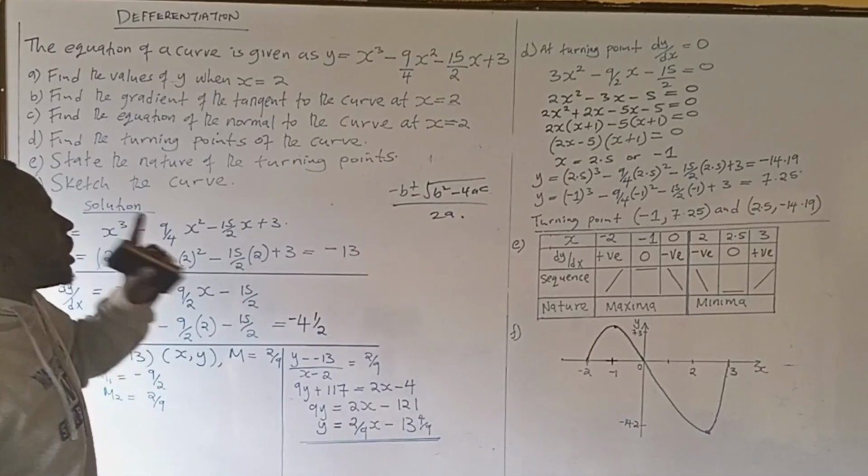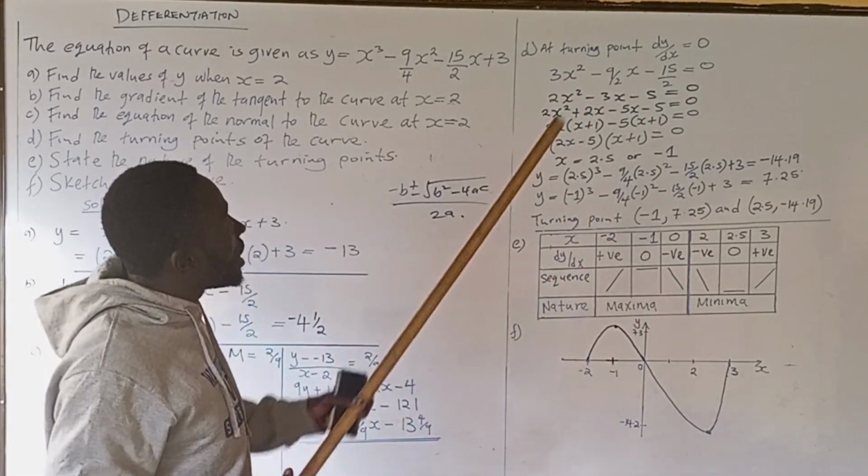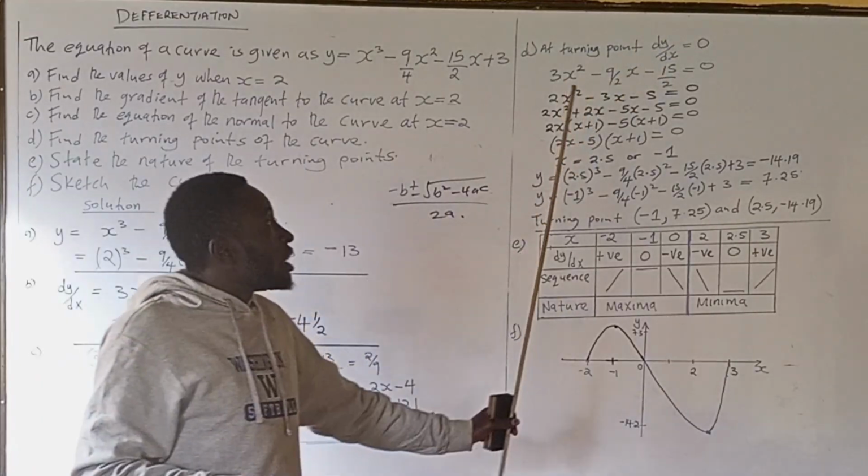So the key point is that at a turning point, the gradient is equal to 0. What is gradient? Gradient is dy over dx.